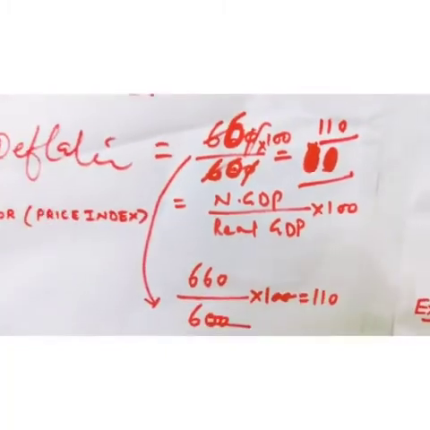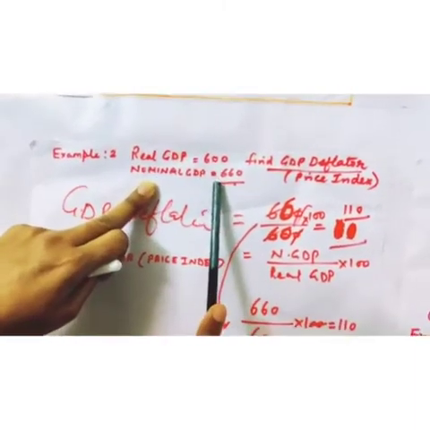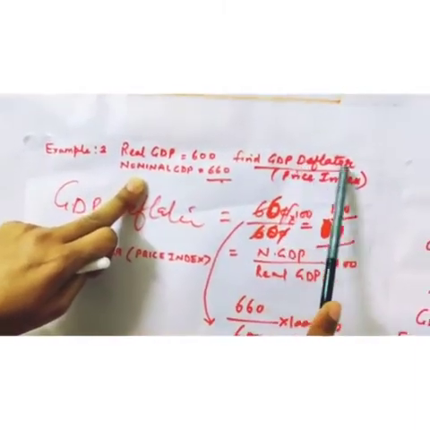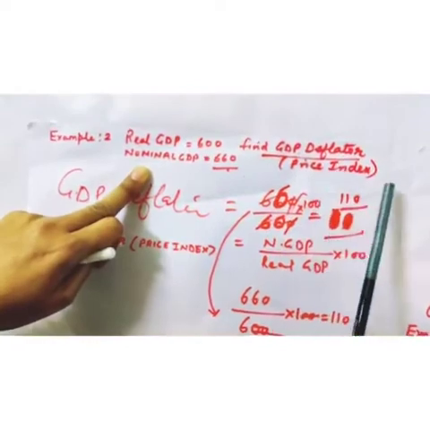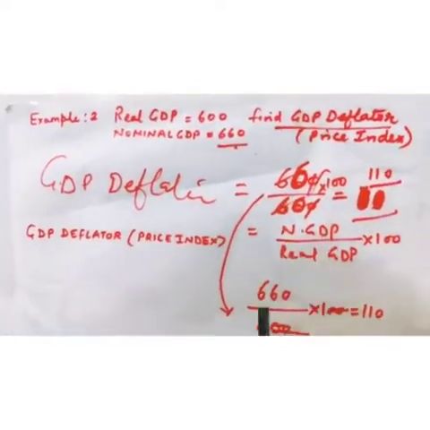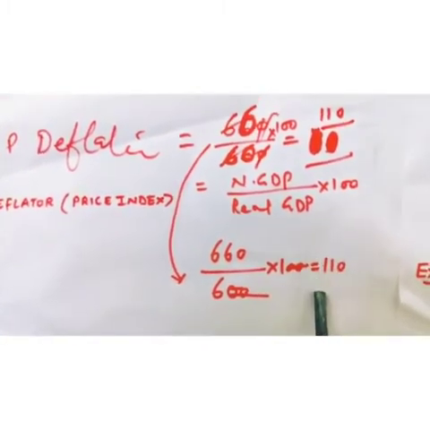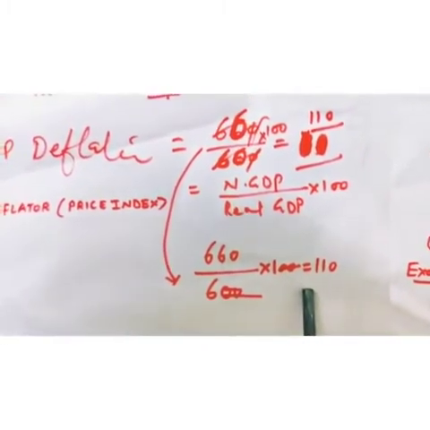So here real GDP is given 600, nominal GDP is given 660. Find GDP deflator or price index. We have to find out. So we will put this value here, 660 upon 600 into 100. So we will get 110. That would be our answer.